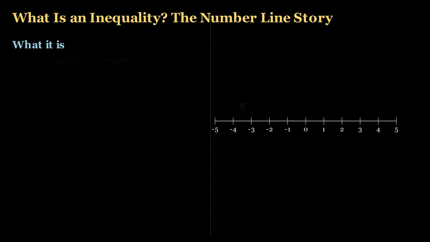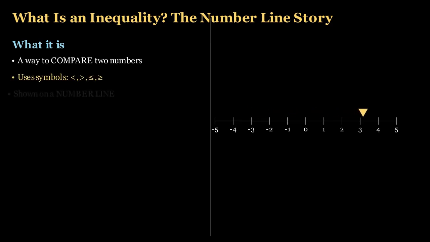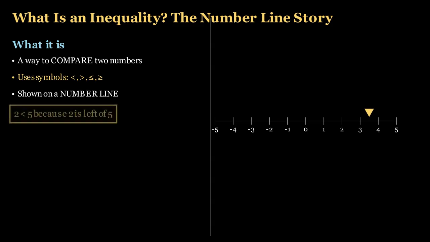Imagine you have two numbers, like 2 and 5. An inequality is just a way to say which one is bigger or smaller. We use special symbols for this: the less than sign, which looks like a pointed arrowhead, the greater than sign, and versions with a little line underneath that mean "or equal to."